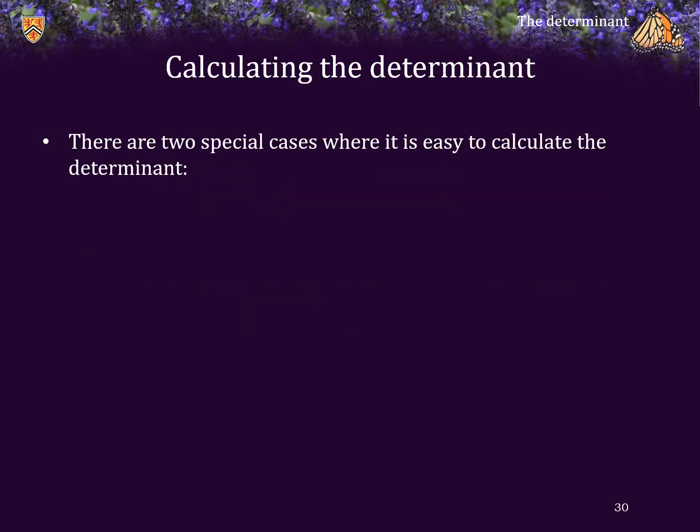There are two special cases where it is easier to calculate the determinant than converting the matrix into row echelon form. First, the determinant can be calculated for a 2x2 matrix as multiplying the two diagonal entries and subtracting the product of the off-diagonal entries. So the determinant of the matrix [A B; C D] is AD minus BC. That's the same as multiplying those two entries together and subtracting off the product of those two entries.